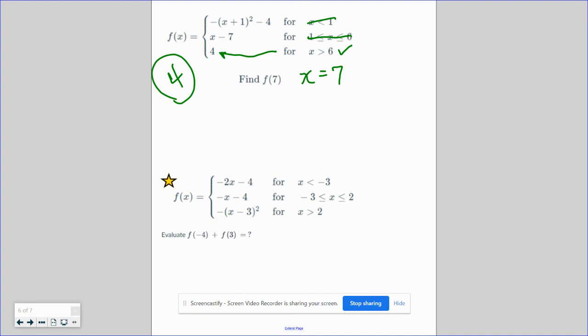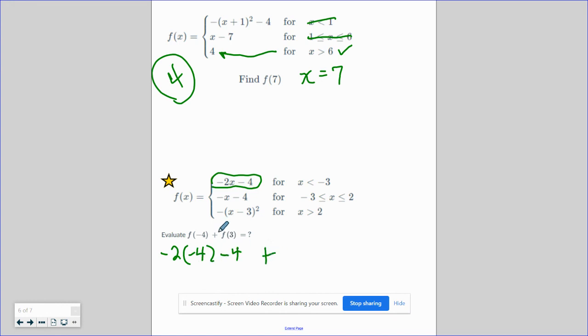All right. I started this one because, again, this one came directly from one of the released EOCs from the state. So we're going to do f of -4 plus f of 3. So we need to figure out which domain -4 falls in. Is -4 less than -3? It is, because it is to the left of -3. So we know we're going to use this one for our first f of -4. So that's -2 times -4 minus 4.